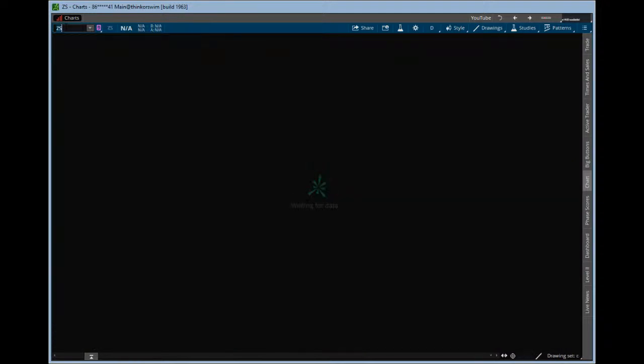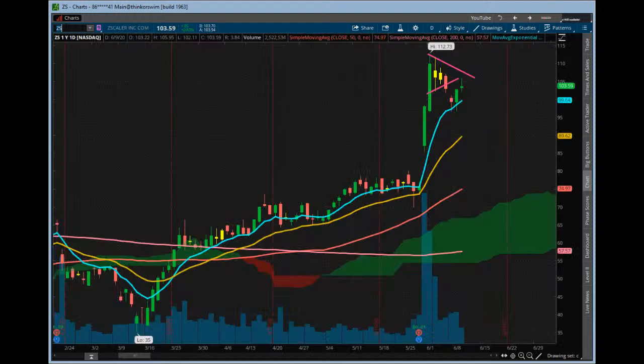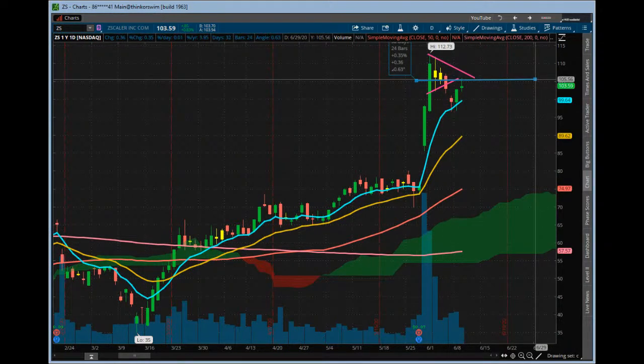ZS, Zscaler. Yeah, pretty decent right there. Double inside day down. Gave you a couple lower shadows here off of the 80 MA, and then a little bit of a pop up today. Upper shadow into that double inside day range again. So just be careful with that as potential resistance, right? It might come back, retest the 80 MA again, and then we'll see what it does from there.